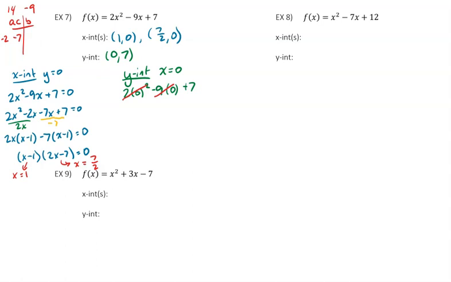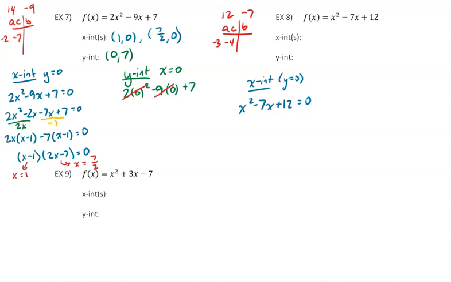All right, so moving on to example 8. So again, let's start with the x-intercept. So we got x squared minus 7x plus 12 equals 0. Yet again, we can factor this. So our a times c is 12 and our b is negative 7. So we're looking for two numbers that multiply to 12 and add to negative 7. So in this case, that is negative 3 and negative 4.